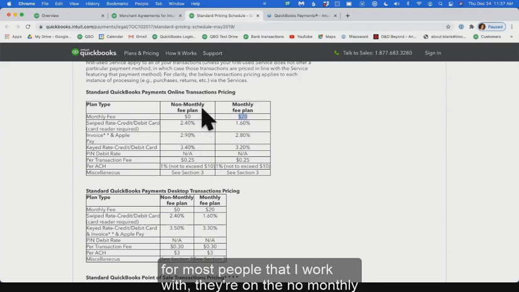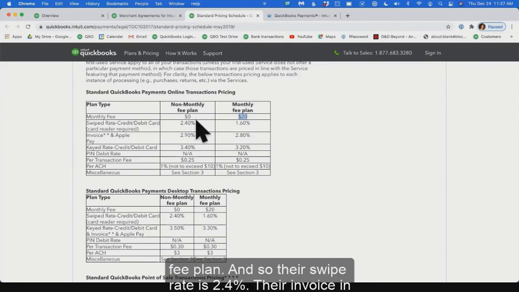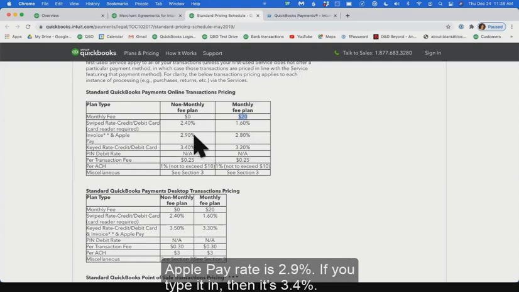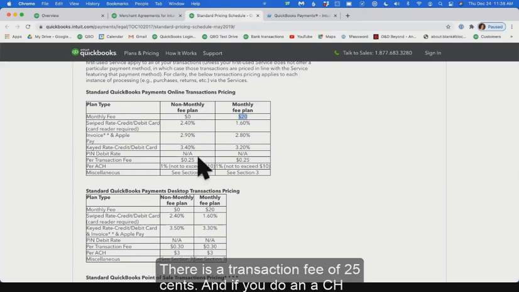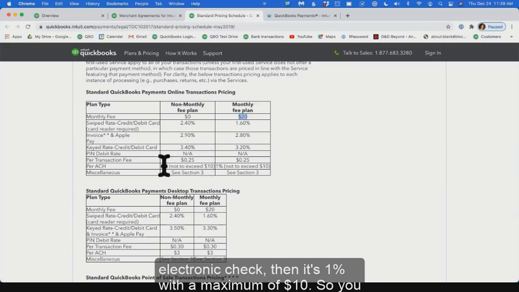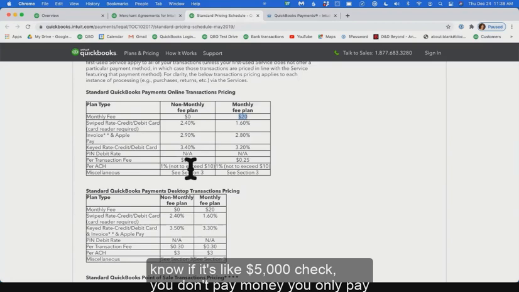And so for most people that I work with, they're on the no monthly fee plan, and so their swipe rate is 2.4%. Their invoice and Apple Pay rate is 2.9%. If you type it in, then it's 3.4%. There is a transaction fee of 25 cents. And if you do an ACH electronic check, then it's 1% with a maximum of $10. So, if it's like a $5,000 check, you don't pay that much money, you only pay $10.